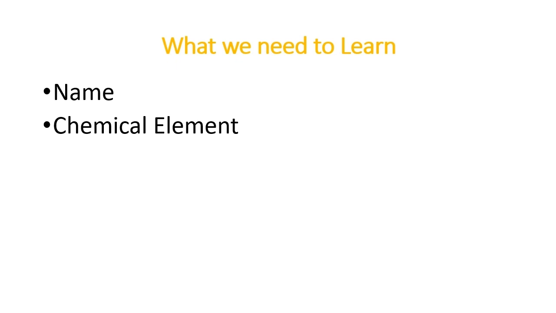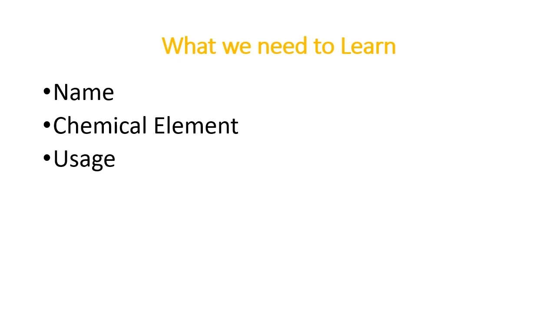Second is chemical element: what is the chemical composition of that particular material, what are the main chemical items being used for manufacturing that particular material. We need to know that, because the percentage of the chemical element determines the property of that particular material. And third is usage.